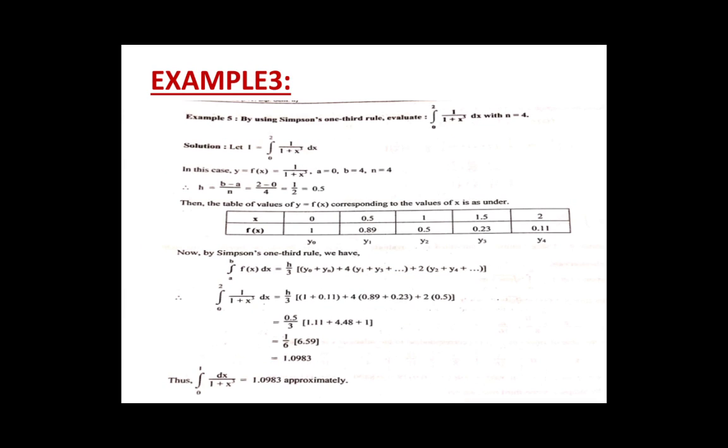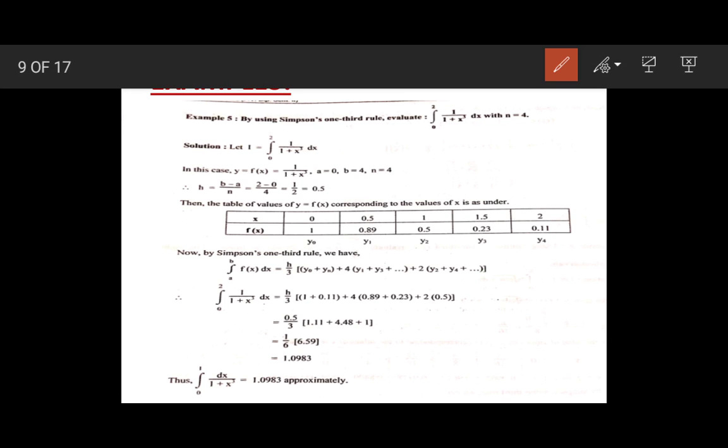Okay, now see one more example. By using Simpson's 1/3 rule, evaluate integral 0 to 2 of 1 upon 1 plus x square dx with n equal to 4. So again n is given as 4. So first we have to write y means f of x, which is 1 upon 1 plus x square. Then a is the lower limit, means 0. Then b is the upper limit, 2, not 4. B is equal to 2. Then n is given as 4.